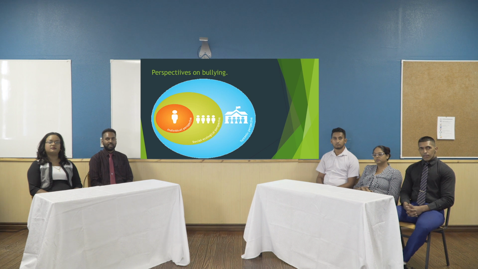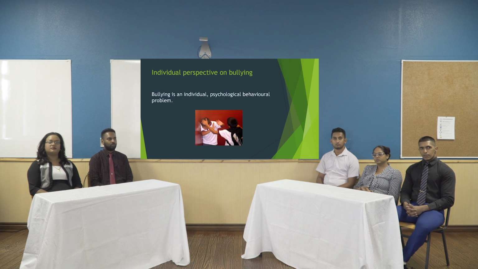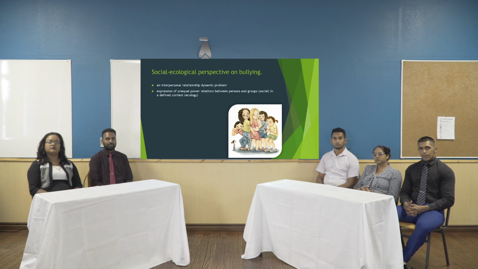There are three main perspectives on bullying. The first one is the individual perspective, and this is where we see bullying as an individual psychological behavioral problem that the person has within himself. Secondly, there is the social ecological perspective, where we are seeing a problem with relationship dynamics, where there's unequal power sharing in that relationship. It could be between persons, it could be among groups, it could be between two separate groups, and that is the social aspect, and the context of it brings out the ecology part of it.